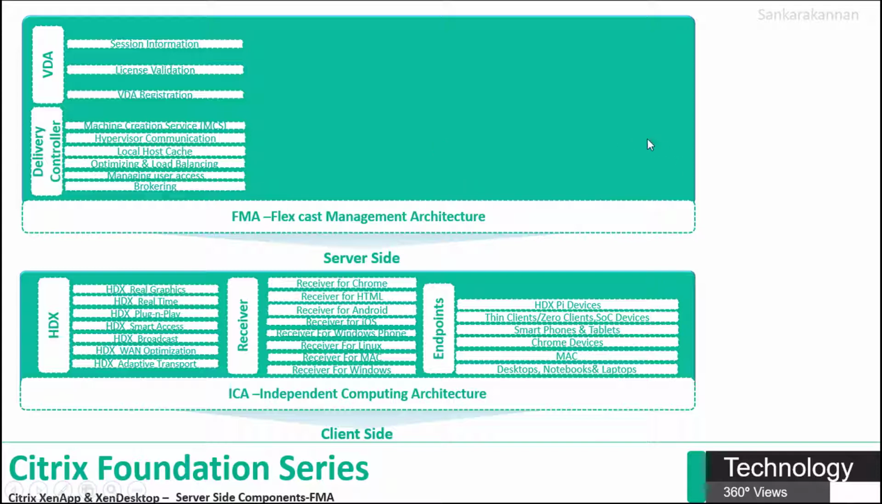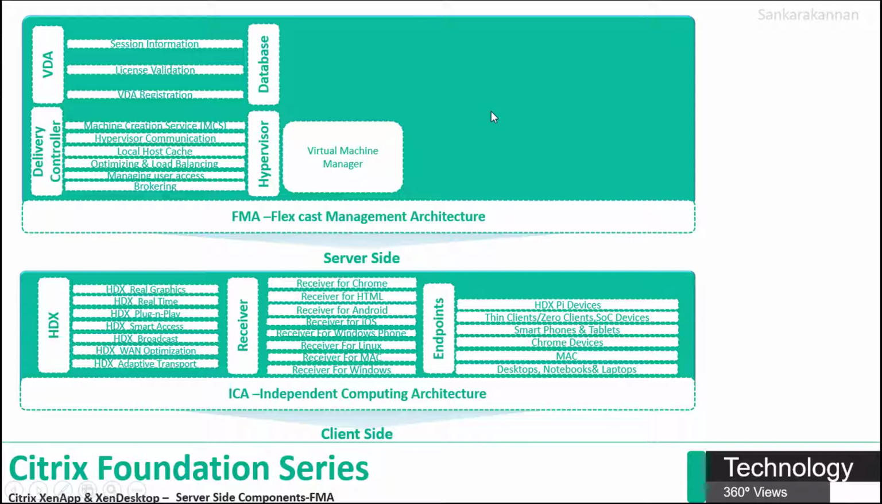Next component is Hypervisor or Cloud Service. Hypervisor is a virtual machine manager. It is installed on physical machines for creating virtual instances to host applications, desktops, XenApp and XenDesktop components. Next component is Database. It is the centralized database for Citrix XenApp and XenDesktop, which stores all configuration and session information. We can have a separate database for configuration logging to track administration changes in XenApp and XenDesktop environment.